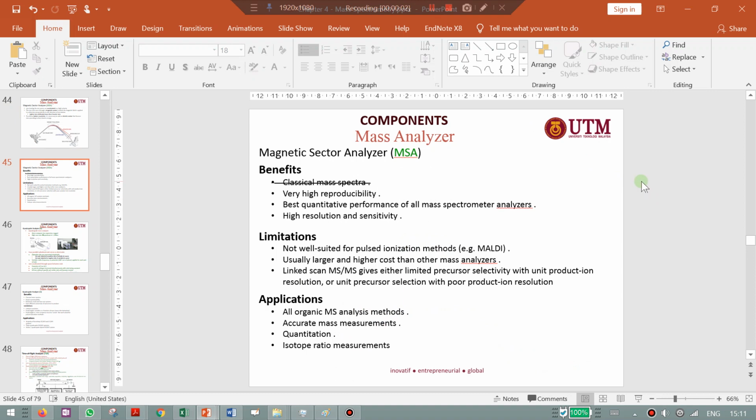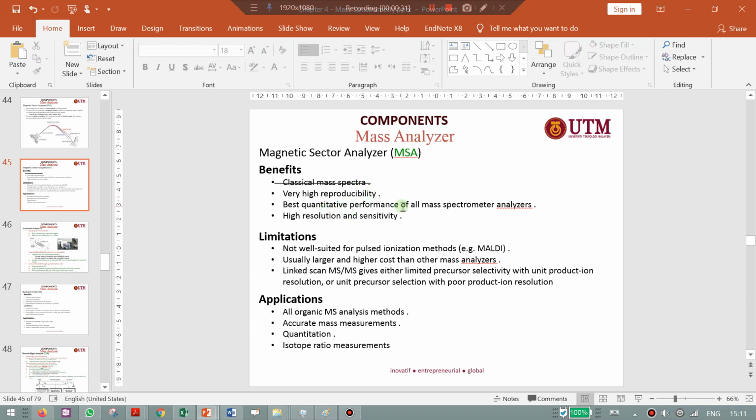Okay, the next one we will look into the benefit, limitation, and application of the mass sector analyzer. In the mass sector analyzer, the benefit is very high reproducibility. Please delete the classical mass spectra. I'm not really sure how classical mass spectra is a benefit to you guys, but it's very high reproducibility. The error can be reproduced very efficiently.